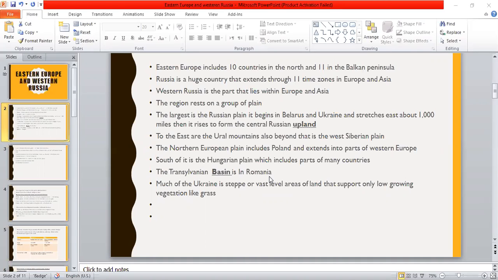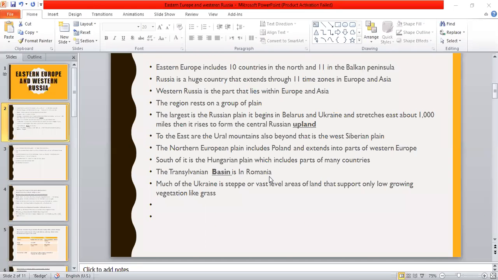Also, we have the Carpathian Mountains, which extend eastward from the Alps, which has the Vienna Basin. So there is a question here: we have two basins which are part of the geography of the region. What are the two basins that we have in this region? Anyone can tell me? I know one. Yes, the Transylvanian Basin. Thank you very much. And the second one is?